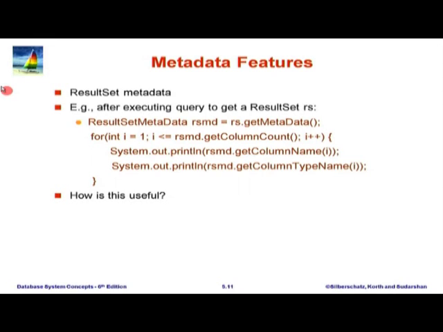So JDBC provides a way to get metadata in two different forms. One is if I've executed a query, I can get metadata about the query result. What are the columns in the query result? What are their names? What are their types?